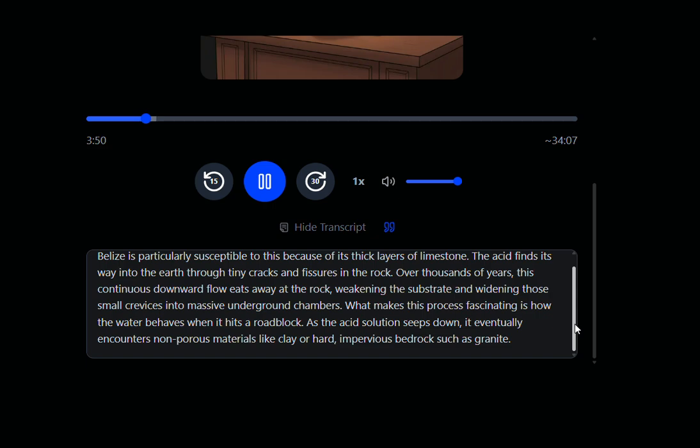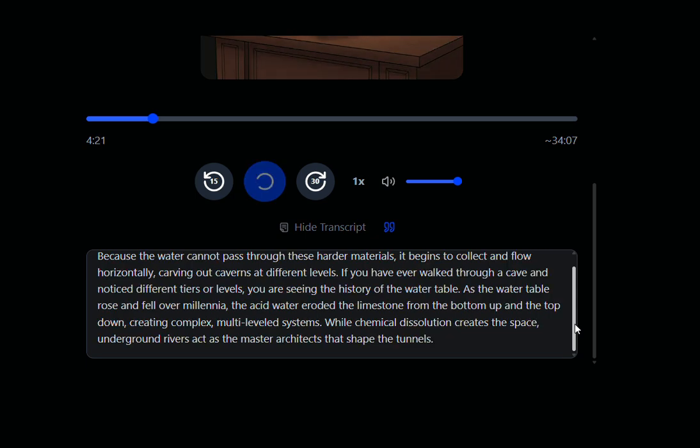The acid finds its way into the earth through tiny cracks and fissures in the rock. Over thousands of years, this continuous downward flow eats away at the rock, weakening the substrate and widening those small crevices into massive underground chambers. What makes this process fascinating is how the water behaves when it hits a roadblock. As the acid solution seeps down, it eventually encounters non-porous materials like clay or hard, impervious bedrock, such as granite.